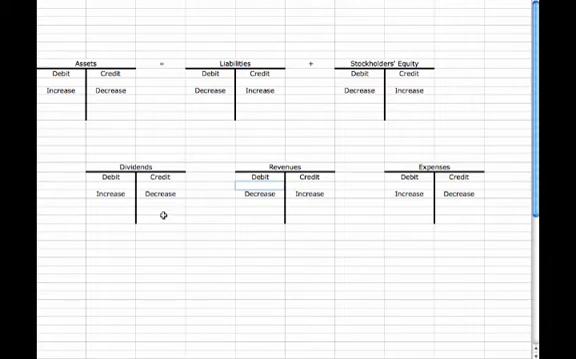Take a look at dividends. Very similarly, if we pay out a dividend, which is a return on investment to our stockholders, we take it out of stockholders' equity. So if a dividend goes up, it's going to decrease stockholders' equity. Decreases to stockholders' equity are debits. So an increase to a dividend, which will decrease stockholders' equity, is a debit entry. And a decrease would be over here on the credit side.